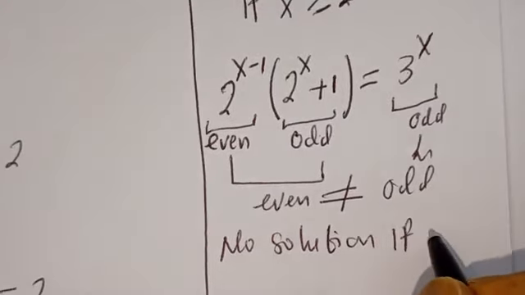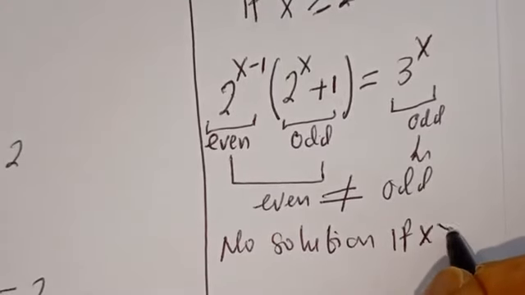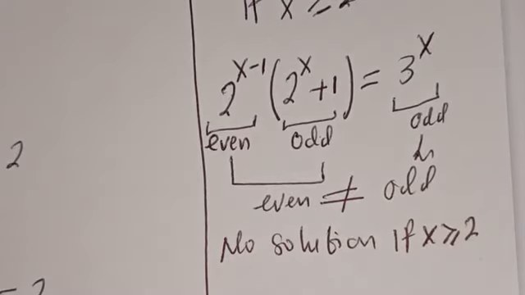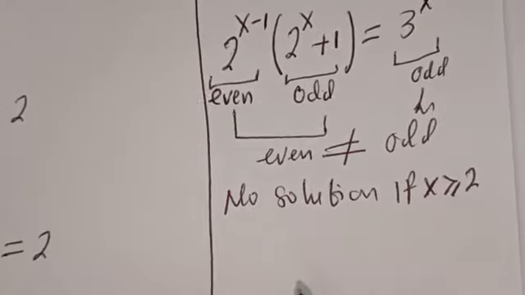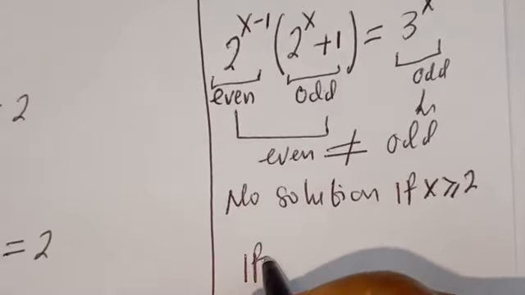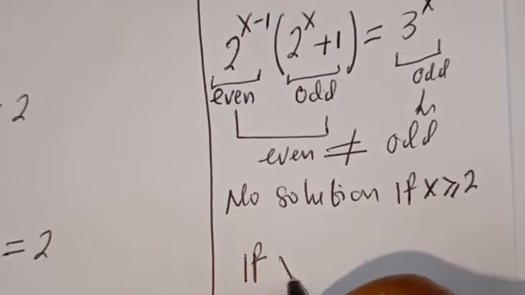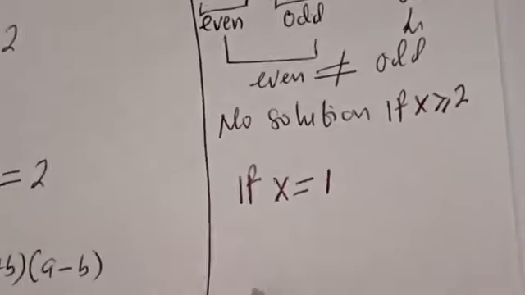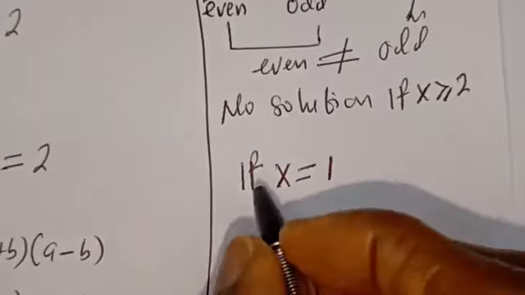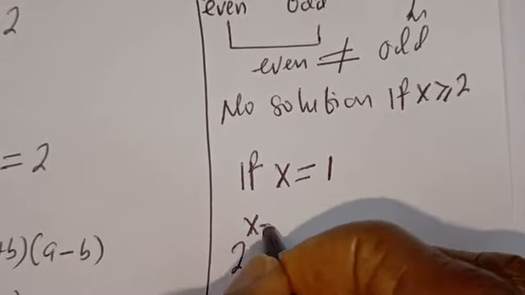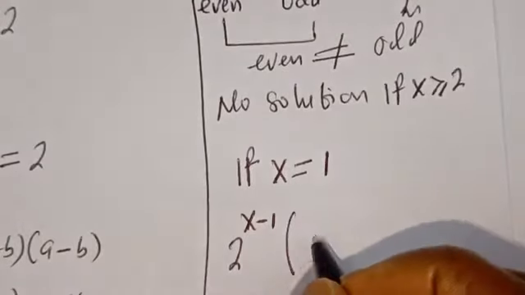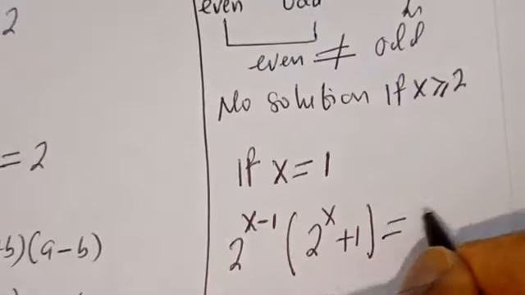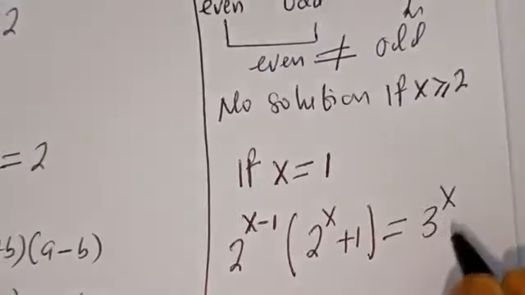If s is greater than or equal to 2, there is no solution. Now let's see if s is equal to 1. If s is equal to 1, we have (2 to the power of x minus 1)(2 to the power of x plus 1) is equal to 3 to the power of x.